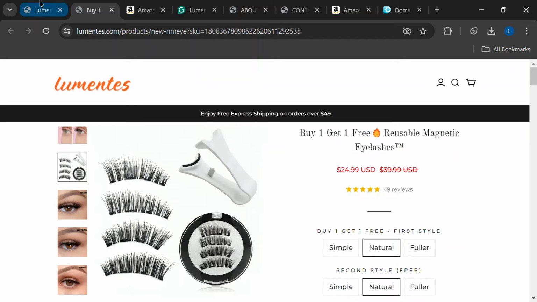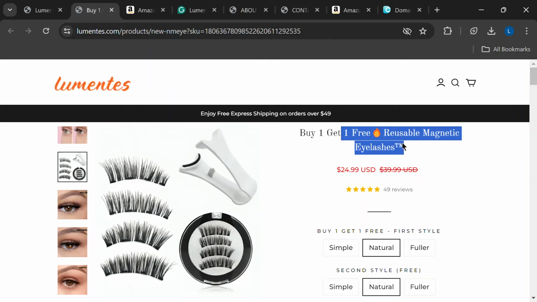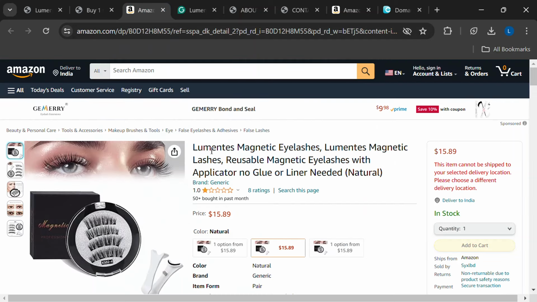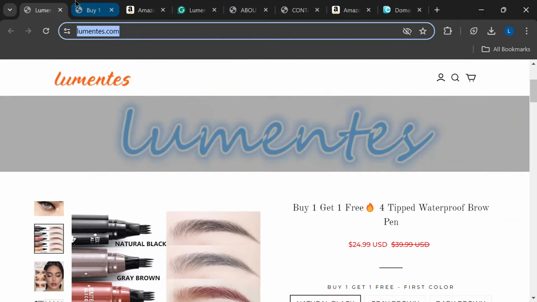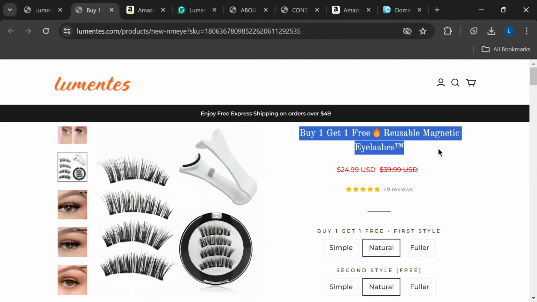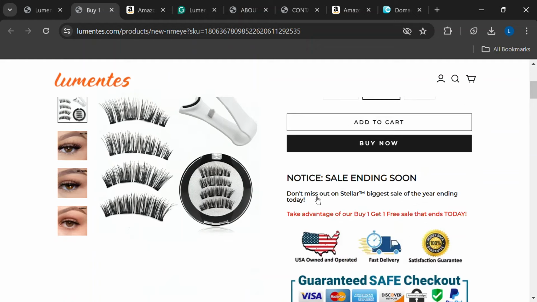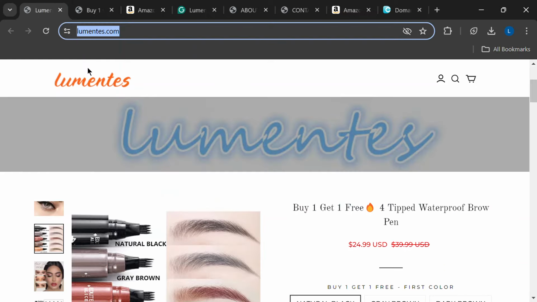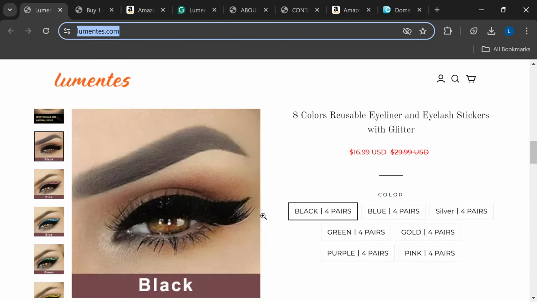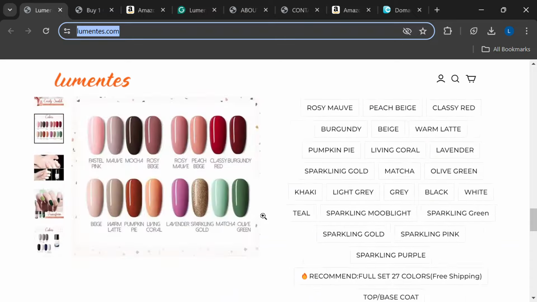Today, we're going to be talking about magnetic eyelashes. These have been trending lately, and I know a lot of you are curious about them. So, I recently came across a brand called Lumentes Magnetic Eyelashes, and they seemed too good to be true. Easy application, comfortable wear, no mess. But before I went out and bought them, I decided to do some digging. And let me tell you, what I found was pretty interesting.